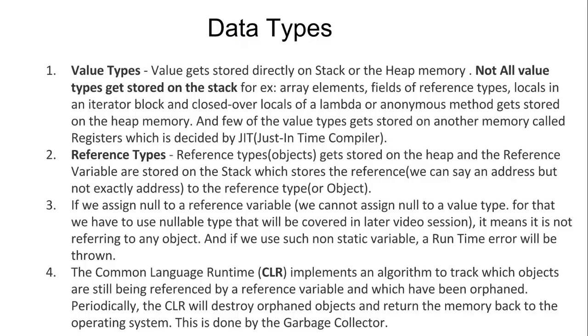A few of the value types also get stored in another memory called registers, which is decided by our just-in-time compiler. The just-in-time compiler compiles our intermediate language into the machine code or byte code which our operating system understands.